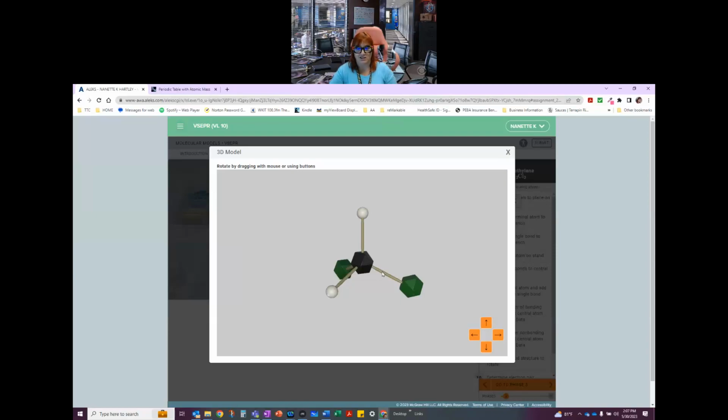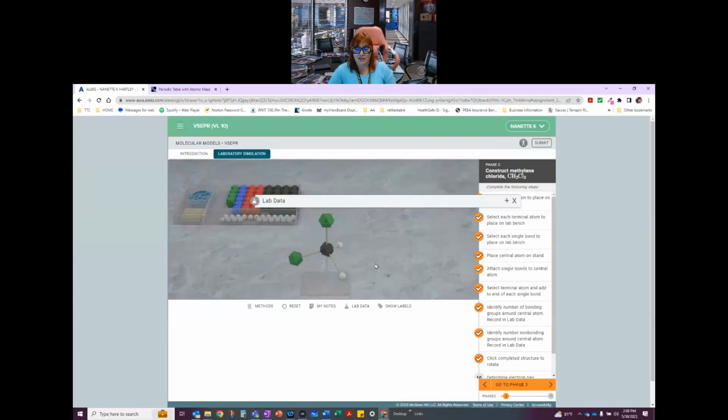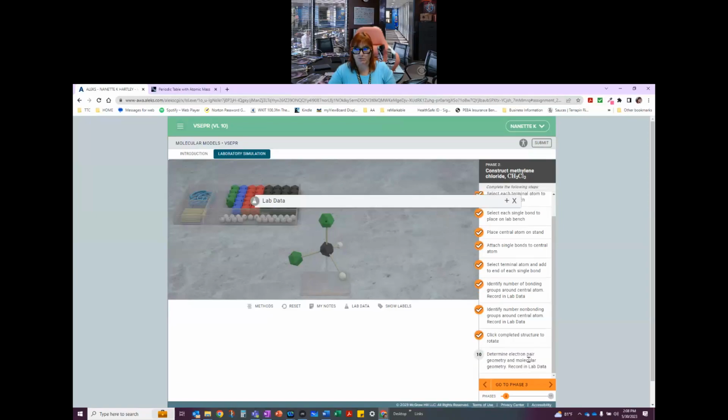You can zoom in, you can zoom out, you can do all kinds of stuff. That's one of the things that I really like about this, being able to see that it's equivalent because of that 3-dimensional structure. So I'll close that out. The next thing it says is determine the electron pair geometry and the molecular geometry. So I need to open this up.